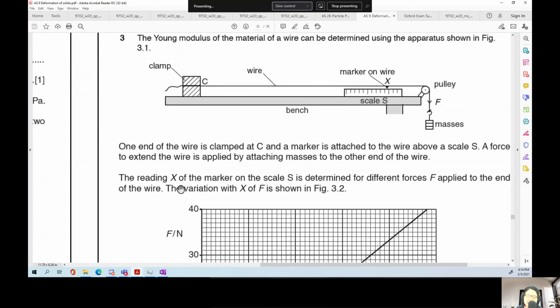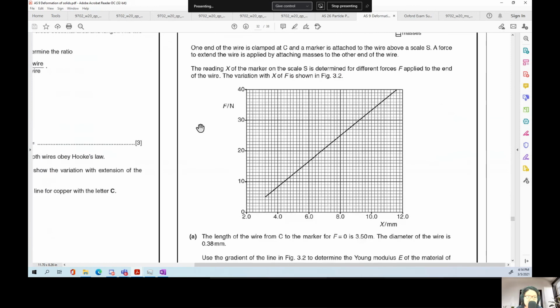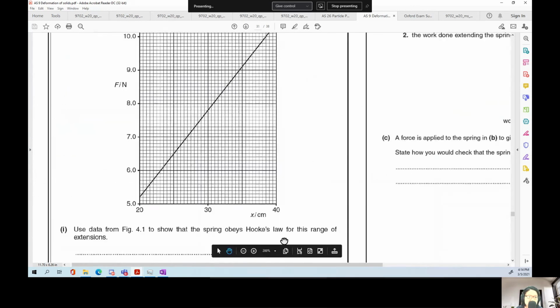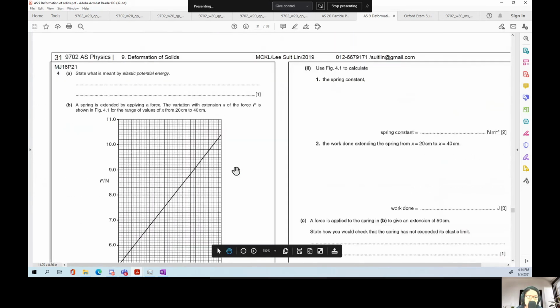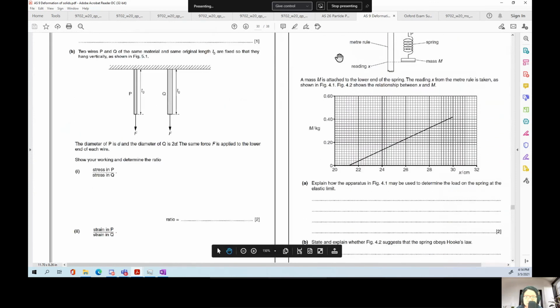This is the experiment setup. Put it through a pulley. There's a scale here. When the marker on the wire moves, we can measure the extension. That's how they got the graph of Fx. Okay, the rest is pretty standard. There are not many questions.